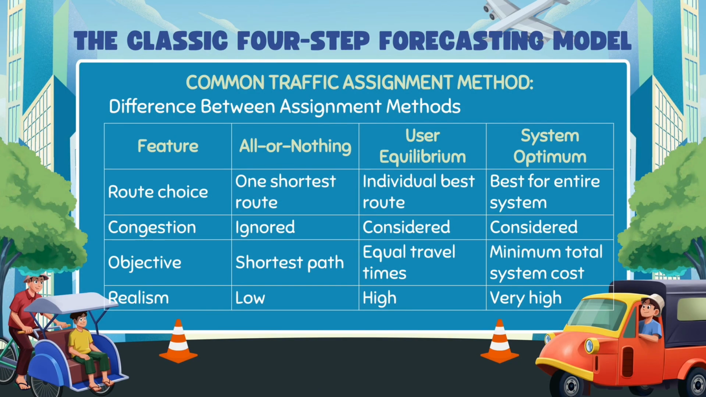So the difference between the assignment methods: for route choice, all or nothing is one shortest route, user equilibrium is the individual best route, and system optimum is best for the entire system. For congestion, all or nothing ignores it, while user equilibrium and system optimum consider it. For the objective, all or nothing is the shortest path, user equilibrium is equal travel times, and system optimum is minimum total system cost. For realism, all or nothing is low, user equilibrium is high, and system optimum is very high.